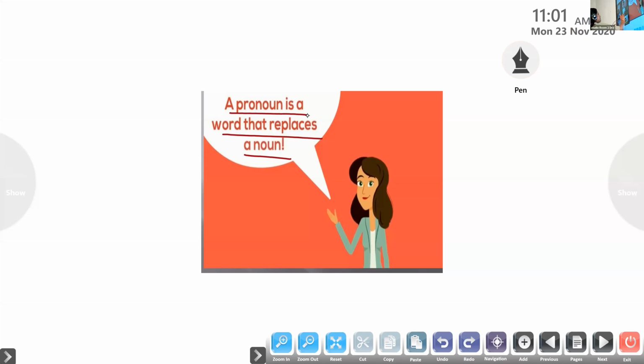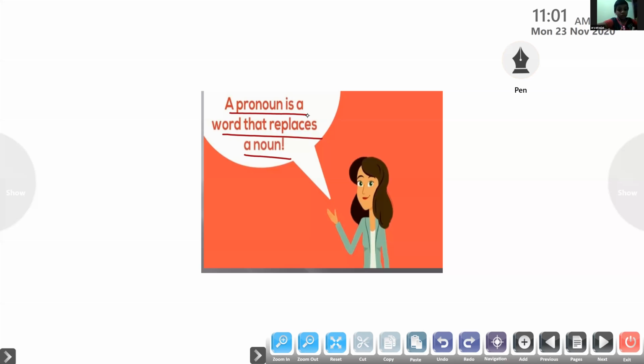Okay, come on, Aaron, tell me what is a pronoun. You don't look into your book. Come on, tell me what is a pronoun. Pronoun is a word that replaces a what? A noun. Replaces a noun. So instead of using a noun repeatedly, we use pronouns.